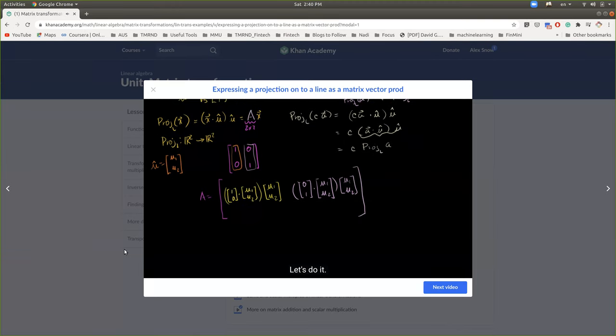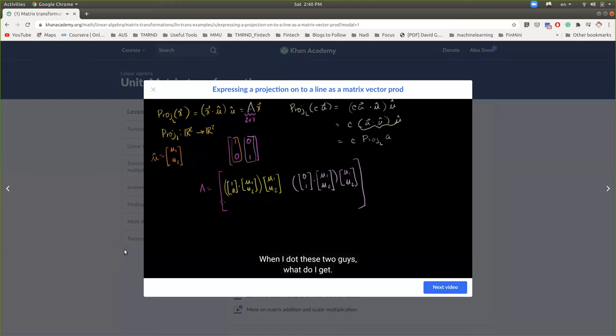Let's do it. When I dot these two guys, what do I get? Let me write it here. So my matrix A will become 1 times u1 plus 0 times u2. That's just u1. This whole thing simplifies to u1. When I take the dot product of these two things, times u1, u2, that's going to be my first column. And then my second column, if I dot these two guys, I get 0 times u1 plus 1 times u2. So I'm going to get u2 times my unit vector, u1, u2.